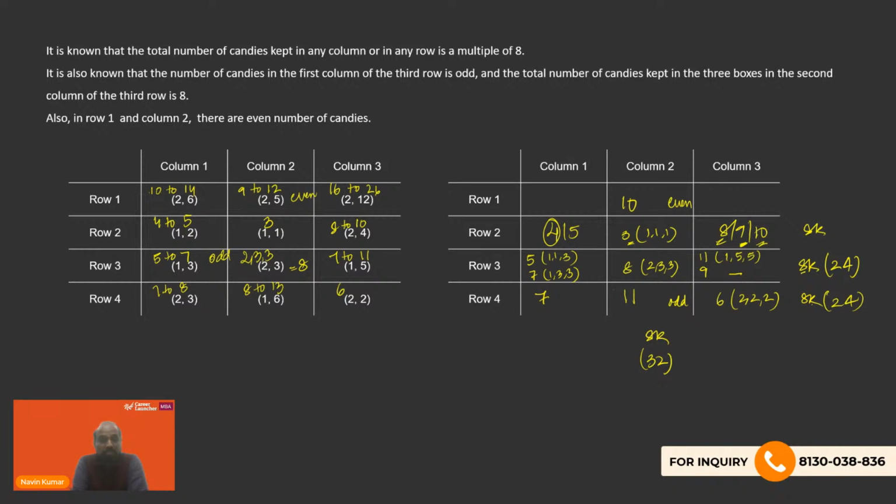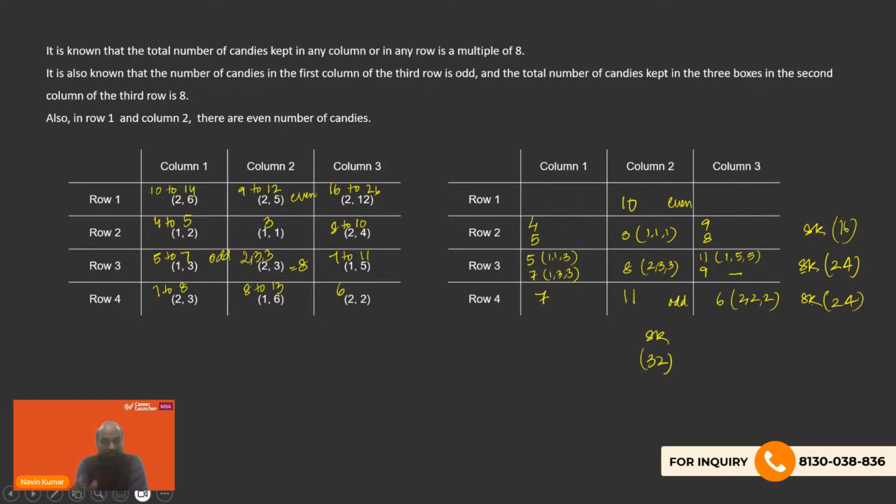So 4 plus 3 is 7. 7 plus 9 is 16. Sorry. And if you take a 5, 5 plus 3 is 8. 8 plus 8 is also 16. So we get two cases again for the second row. If we happen to take 4, 4 plus 3 is 7, 7 plus 9 is 16. If we happen to take a 5, 5 plus 3 is 8, 8 plus 8 is 16. So whatever may be the case, the sum of the candies in the second row has to be 16.